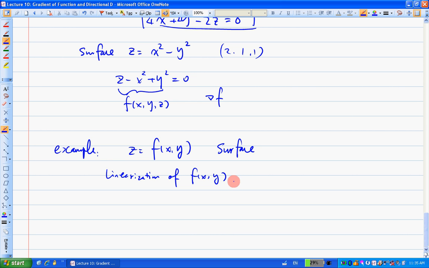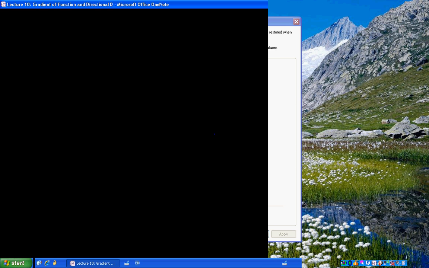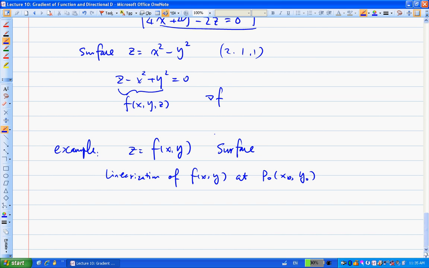What's the linearization of this function at certain points here? Exactly, you just create a plane, right? Because we know it's going to be a plane to approximate this surface at that point. So the whole question is to construct a plane at this point here, right? At this point. So let's construct a plane here. It's like a general question for this kind of example.